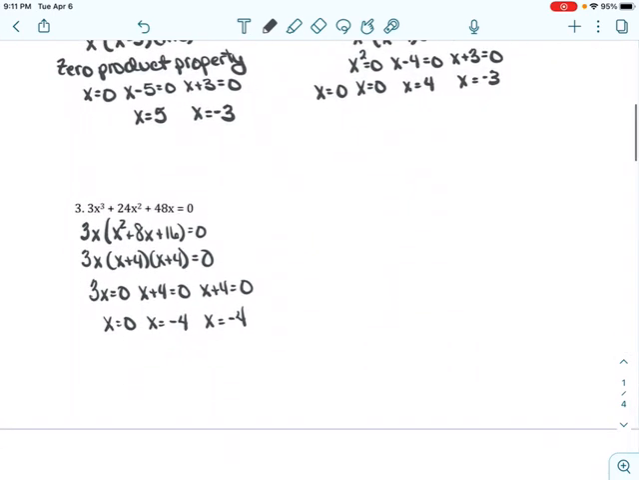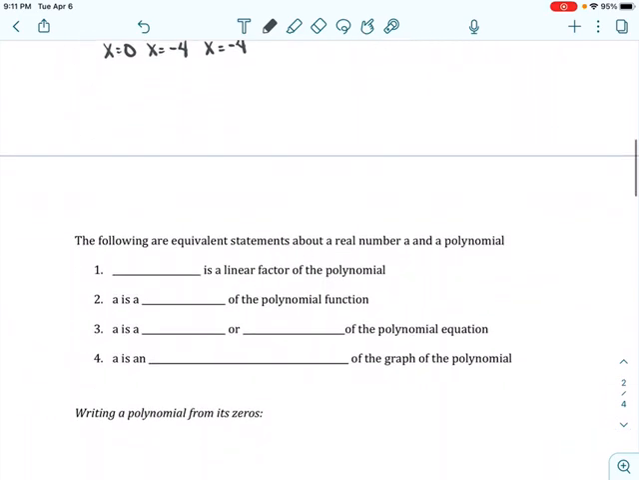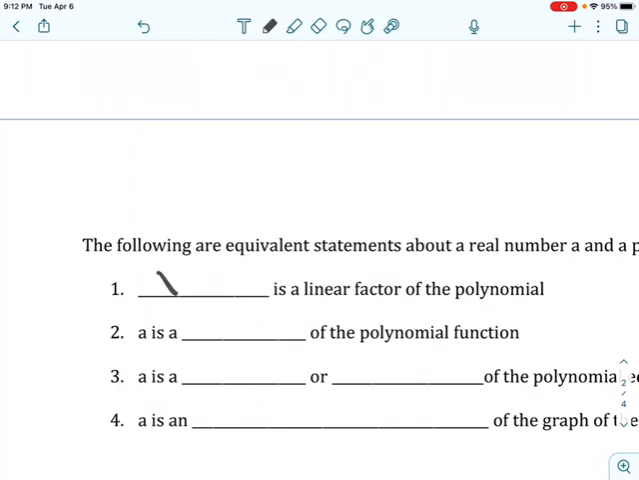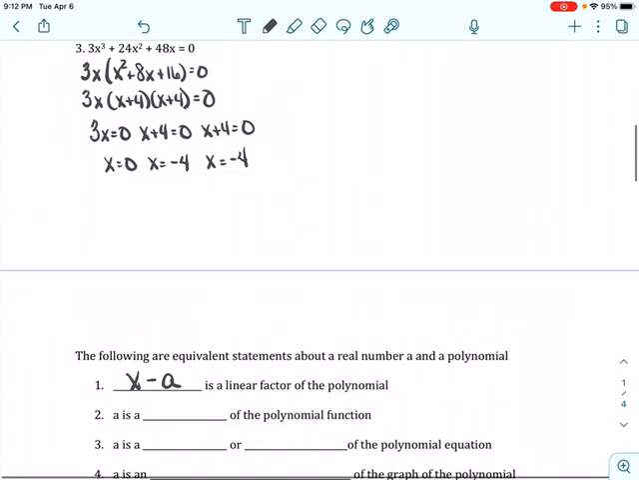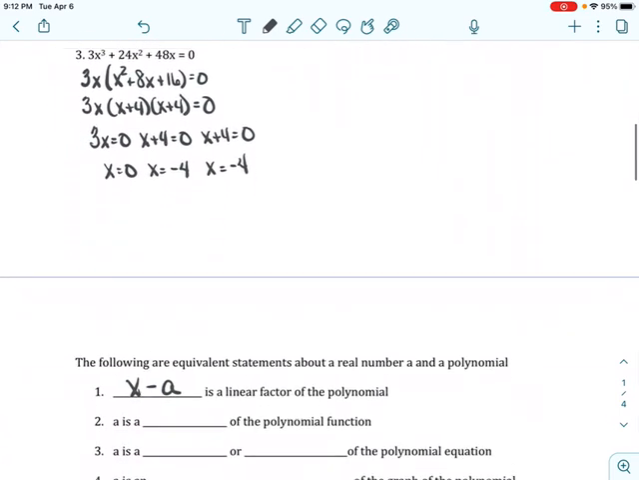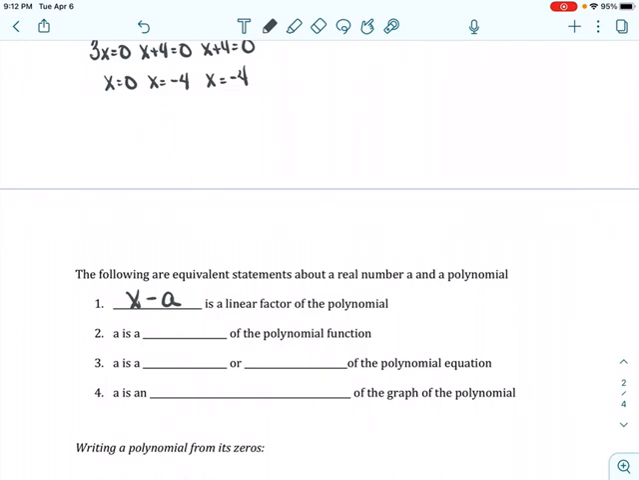Okay, so now that we're able to find the solutions, at least the ones that we can factor, let's talk about these solutions. About a real number a and a polynomial, this is what we know is true: that x minus a is a linear factor of the polynomial. Well, yeah, we have like x plus 4, x minus 4, x minus 5, x plus 3. They're linear factors. So that makes a a zero of the polynomial. A is also a root or solution of the equation. And a is an x-intercept of the graph of the polynomial. So this gives you context to those words that we started out with. Zero is for a polynomial function, root or solution is for an equation, x-intercept is for the graph. Context of the problem. But you're going to hear them used interchangeably.